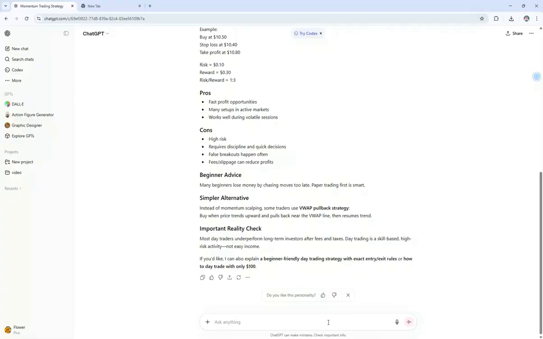By integrating ChatGPT into your workflow, you're adding a versatile assistant to help you understand complex concepts and refine your strategies.